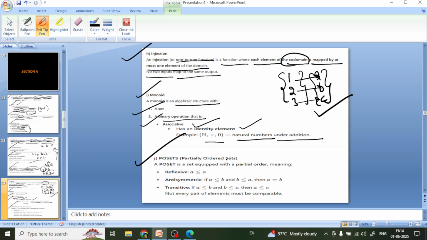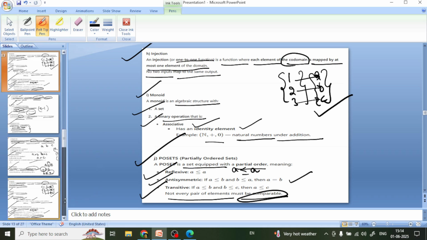Poset, partially ordered set. A poset is a set equipped with a partial order, which means reflexive: A is less than or equal to A. In antisymmetric, if A is less than or equal to B and B is less than or equal to A, then we can say that A is equal to B. In the transitive case, if A is less than or equal to B and B is less than or equal to C, then we can say A is less than or equal to C. Not every pair of elements must be comparable.